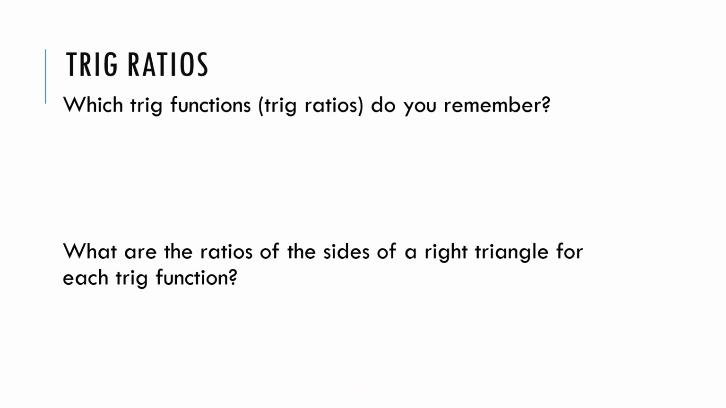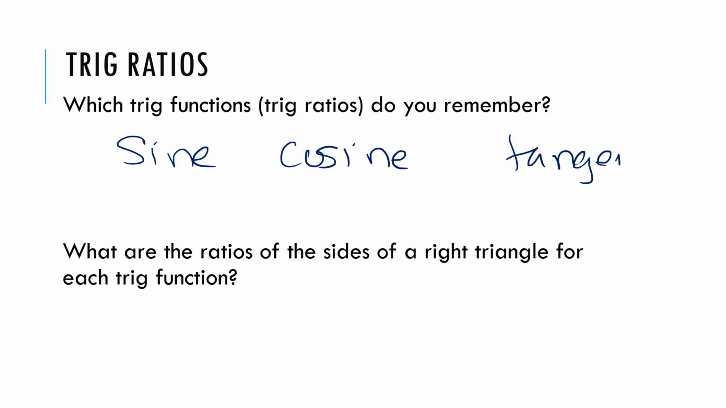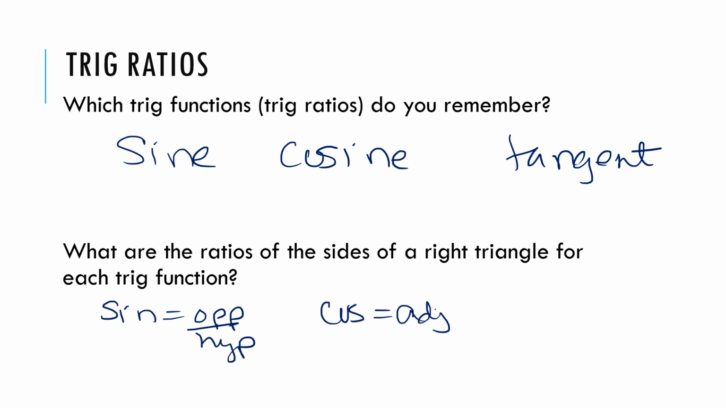So the trig functions, or the trig ratios that you discussed in geometry, hopefully you remember them, are sine, cosine, and tangent. And the ratios for each of these: sine is the opposite over the hypotenuse. Cosine is the adjacent side divided by the hypotenuse. And tangent is the opposite side of the angle divided by the adjacent side of the angle.